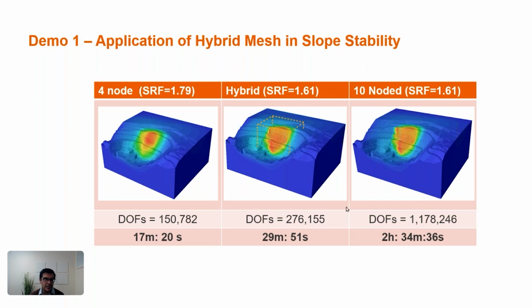But now let's compare the calculation time. 4 noded, as we expect, is going to be the fastest one because we are having less degrees of freedom. It took 17 minutes. Hybrid took us less than half an hour, but 10 noded is taking 5 times more than what we had with hybrid mesh. So you can see by using the same number of elements and assigning hybrid zone to the model, I can get the same results as 10 noded, but at least 5 times faster in this example. This is the power of hybrid mesh.